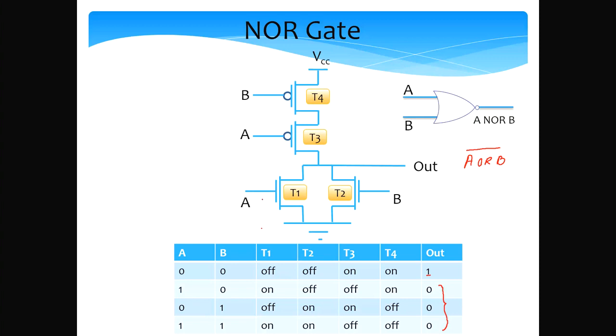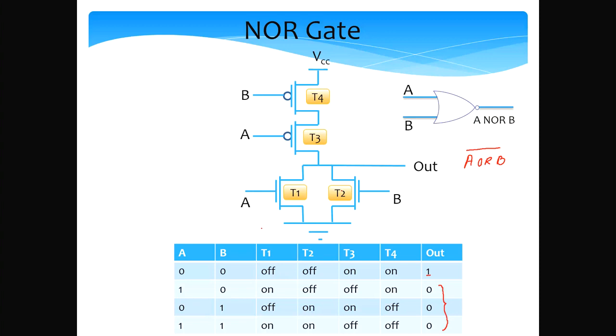This is exactly what we want to compute via these 4 transistors. So let's see the organization. We have 4 transistors named T1, T2, T3 and T4. The input A is connected to T1 and T3. The input B is connected to T2 and T4. T1 and T2 are connected in parallel and T3 and T4 are connected in series. T1, T2 are NMOS transistors and T3 and T4 are PMOS transistors.